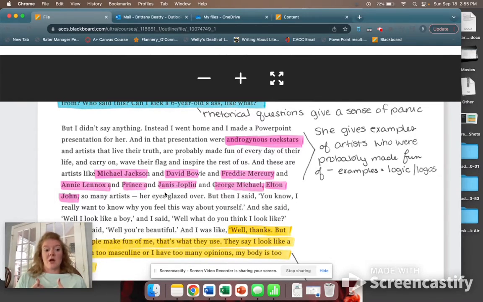David Bowie, Janis Joplin, Michael Jackson, they were kind of weird and out there, and they dressed differently than everyone else, and they talked differently than everyone else. But they were also very successful at what they did. So those examples give us a logical appeal.